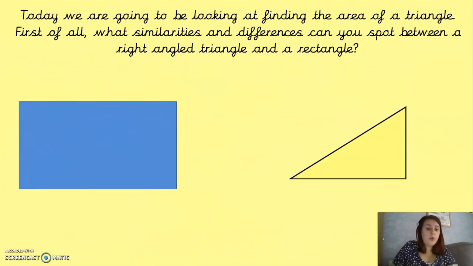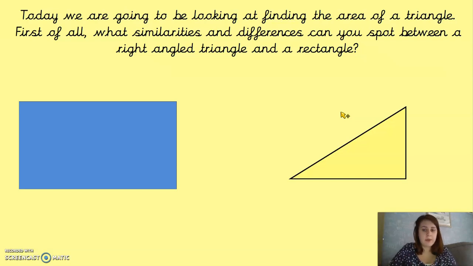So we are going to move on, and we are going to be looking at how you find the area of a triangle. So first of all, we are going to be using our knowledge from what we've learnt this week to be able to apply and to be able to work out the area of a triangle. So on the screen, I've got a rectangle and I've got a right angled triangle. What similarities and differences can you spot between the two? And this might help you work out how we're going to work out the area. So pause the video and have a go. What things are similar? What things are different about the rectangle and the triangle?